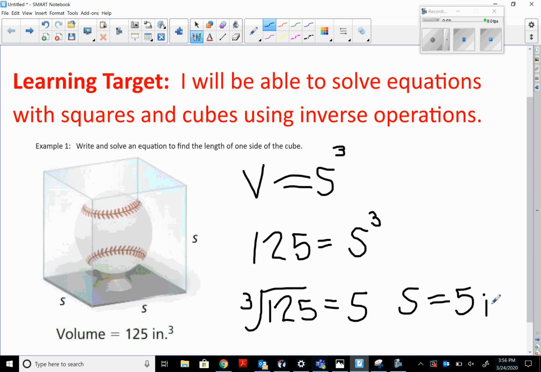And then, of course, I need to verify my work. The way that I'm going to do that is I'm going to plug the 5 back into my original equation in the place of S. And I want to make sure 5 to the third power actually equals 125. And since I have those memorized, I know that it does. So I just verified my work, which means the length of one side is actually 5 inches.